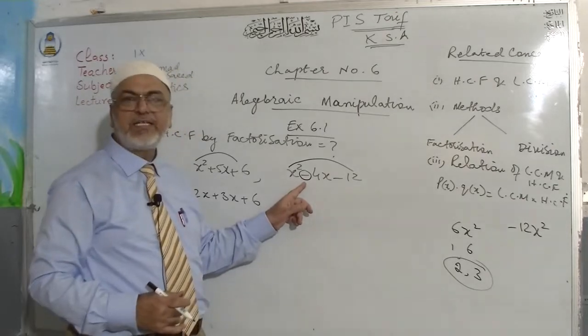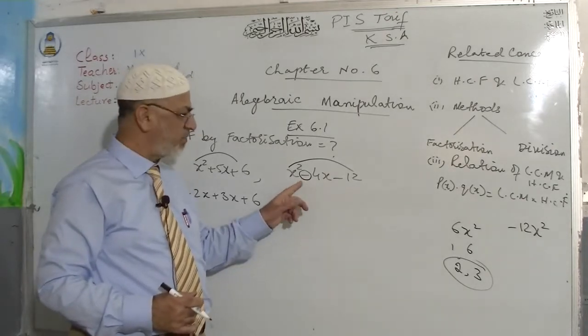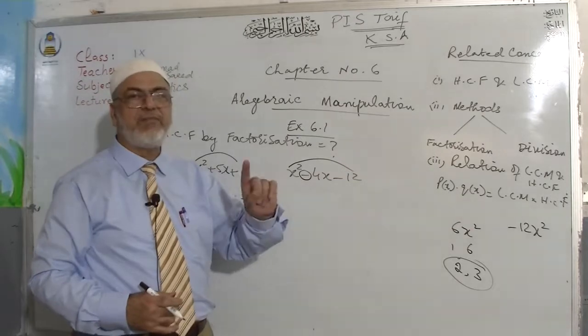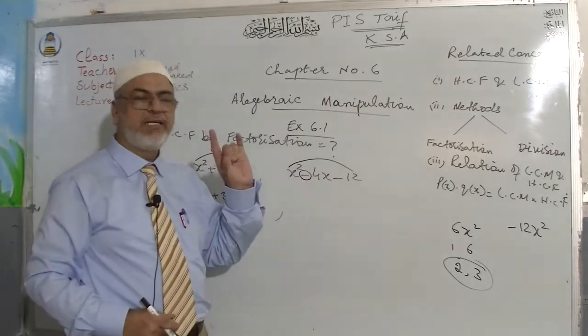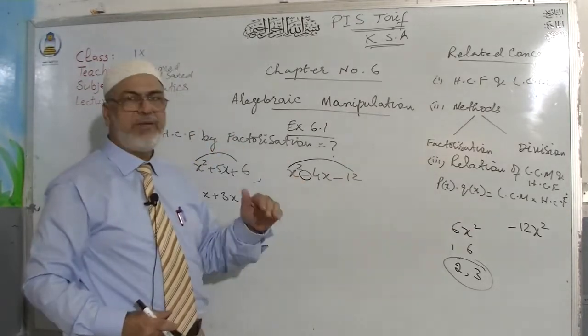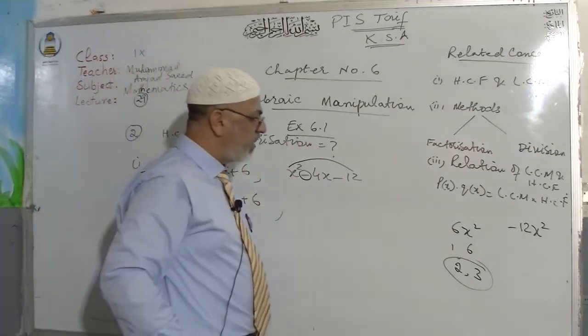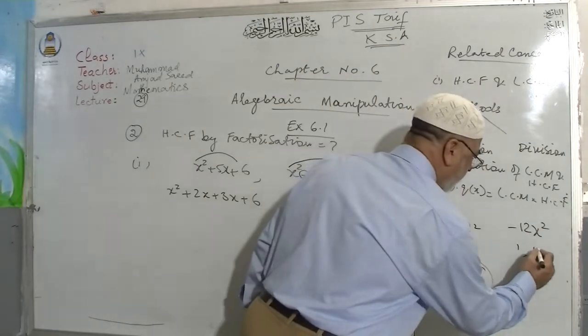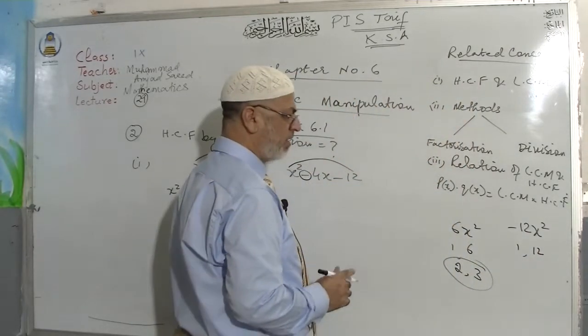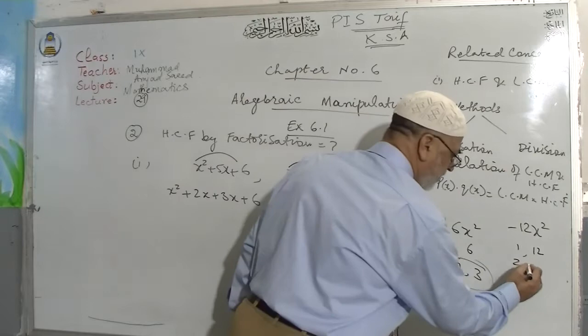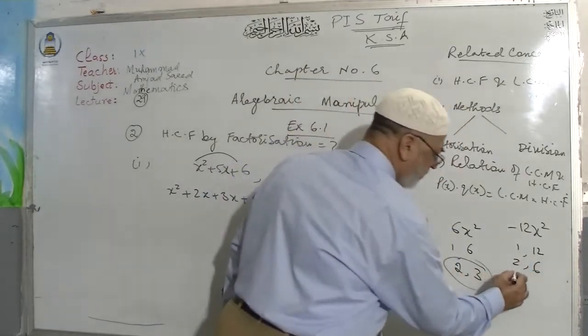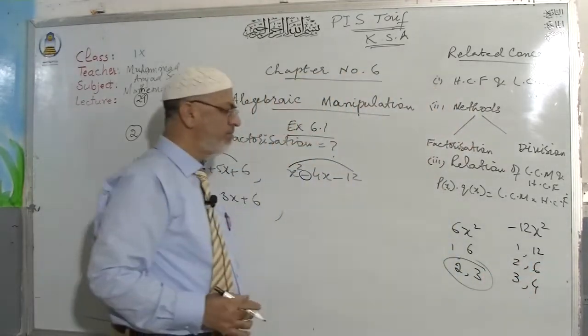What is written with that? Positive 4 or minus 4. Here is minus 4, so you must have the bigger part of the pair with a negative sign. And the smaller part may be negative or positive, it will be decided afterwards. Here the pairs are 1 and 12, 2 and 6, 3 and 4, making 12.